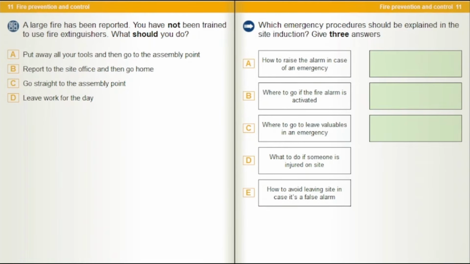A large fire has been reported. You have not been trained to use fire extinguishers. What should you do? Put away all your tools and then go to the assembly point. Report to the site office and then go home. Go straight to the assembly point. Leave work for the day.